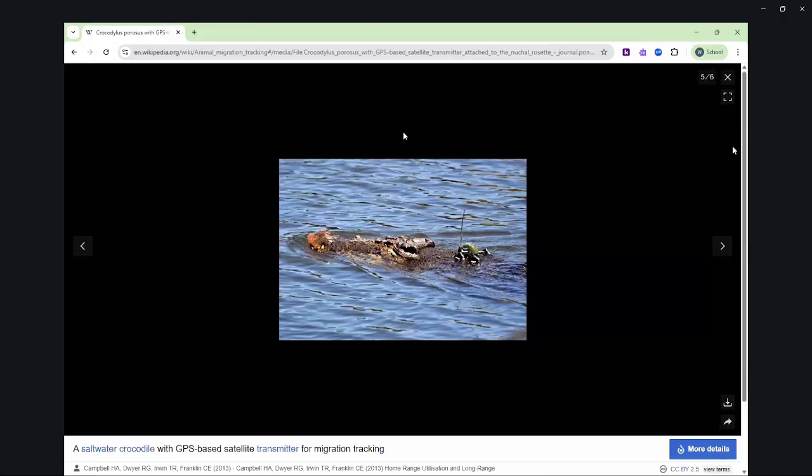There we go. So in this picture here, you can see a crocodile, and it's a saltwater crocodile, and it has a GPS satellite transmitter on top of it. You can see it right there on its back. And that transmitter they use to be able to track where the crocodile is and what it's doing. And you can use that using GPS.